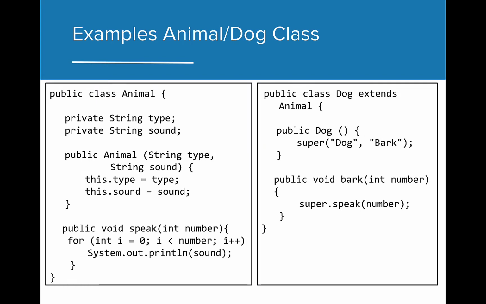In this first example, we are looking at an animal superclass that gets extended in the dog subclass. Notice in this example, the dog subclass constructor uses the keyword super to call the animal constructor. The dog class bark method also calls the superclass speak method by passing it a parameter that will then get used in the speak method.